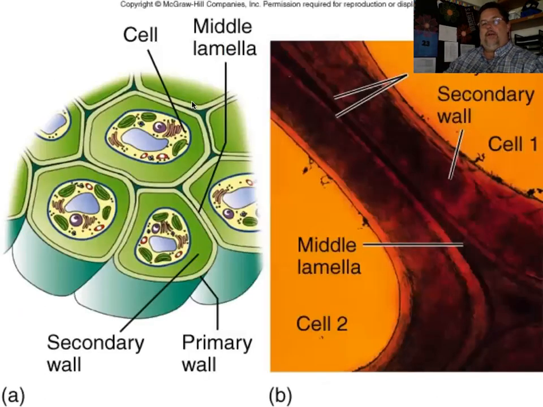Here's some more pictures. Look how thick the cell wall is of the plant cell. And then, of course, there's the inner membrane, but there's a secondary wall and a primary wall. And then you're going to have that inner cell membrane.